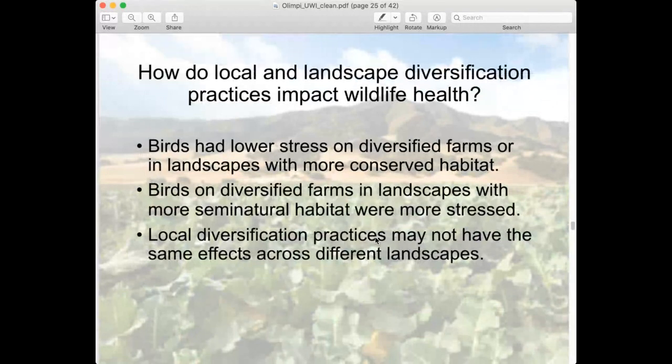So we found that birds had lower stress on diversified farms or in landscapes with more conserved habitat. Birds on diversified farms and landscapes with more semi-natural habitat were more stressed. So what this means is local diversification practices may not have the same effect across different landscapes. So it's important to consider those local and landscape interactions. Next slide, please.